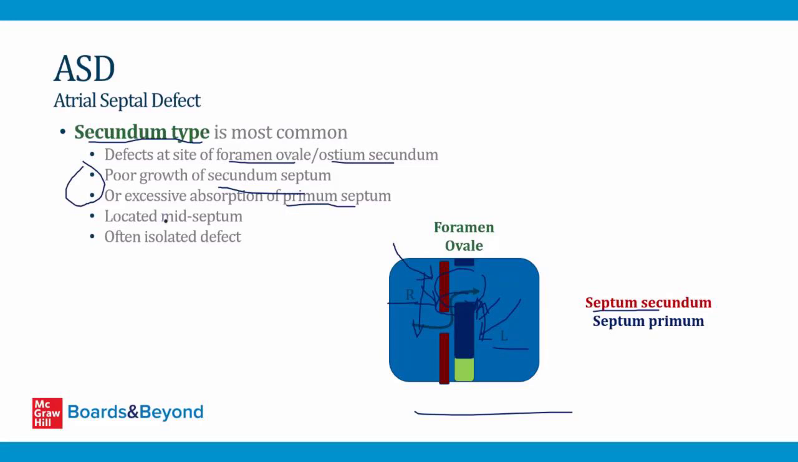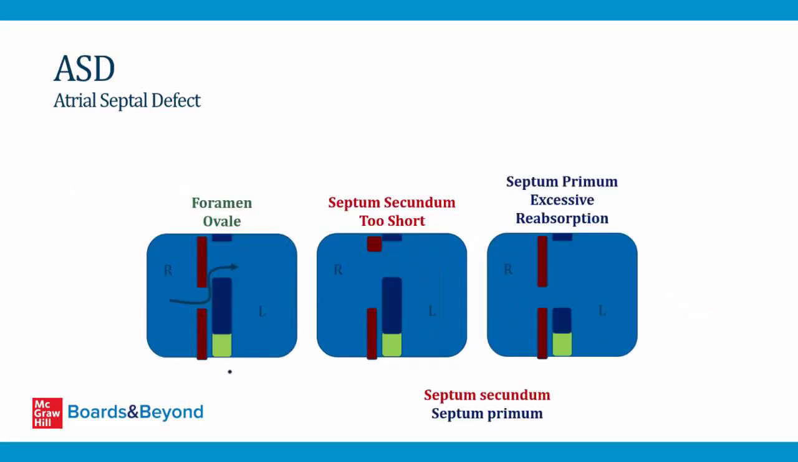right atrium. And the most important thing to know about these secundum type defects is that they're located in the mid-septum. I'll show you a picture of this in a minute. And they're often an isolated defect, not associated with any other congenital heart pathology. So here's a little cartoon to show you how these secundum type ASDs develop. So this is what the normal situation should be.